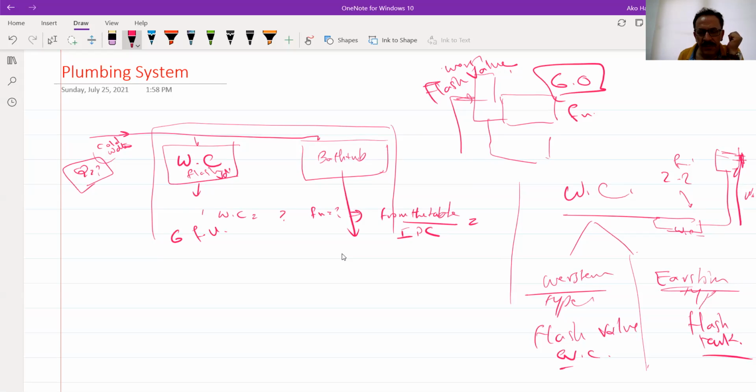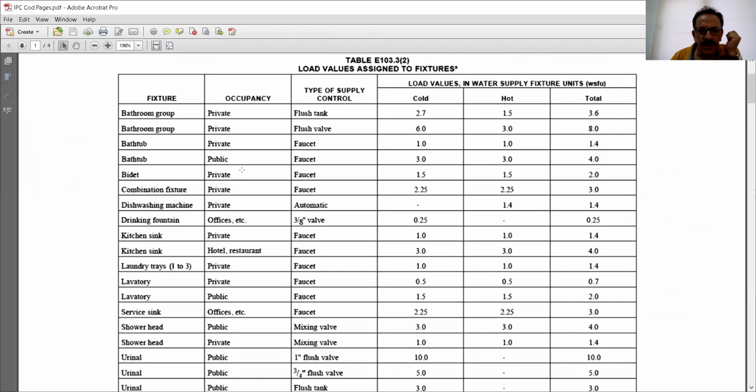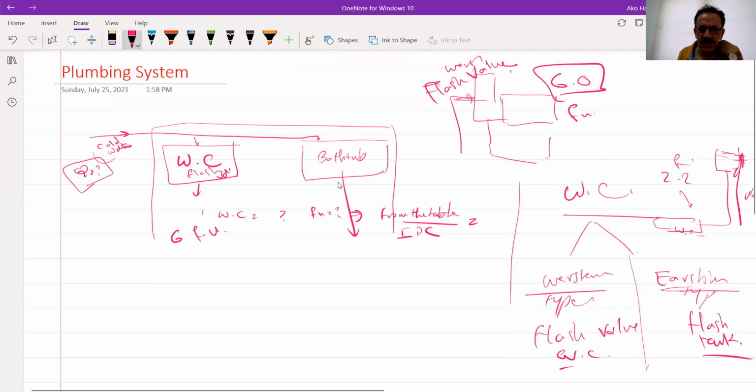Now the bathtub also, we can see we have a bathtub here. If you are using a bathtub, and this is for private use, because it's in my house, it will be considered as 1 fixture unit. Now I can say the Q here is equal to 6 plus 1, which is equal to 7 fixture units.